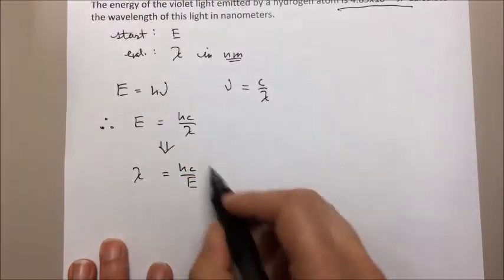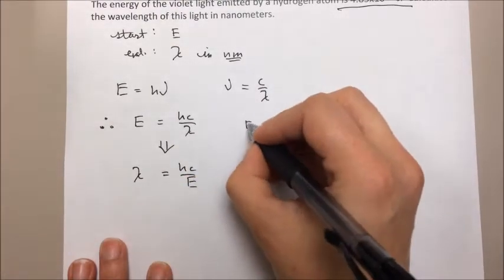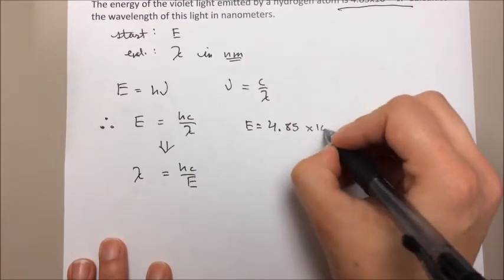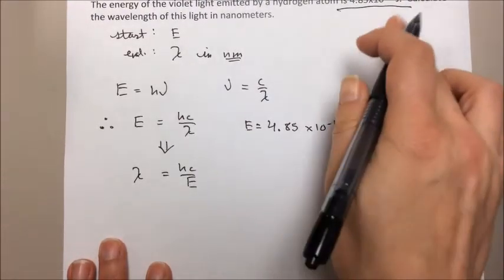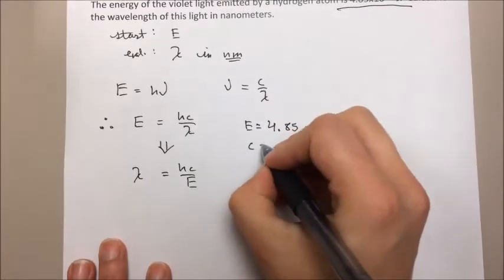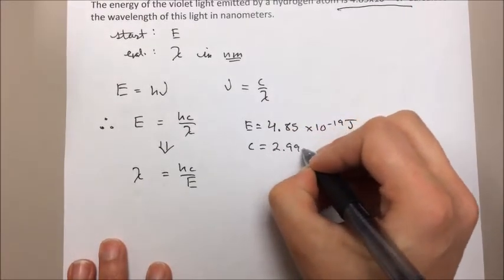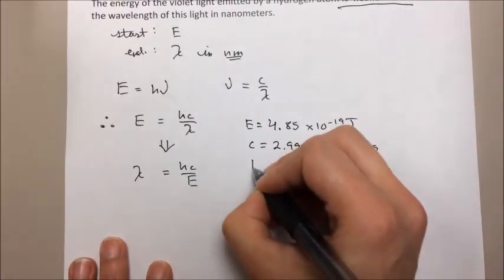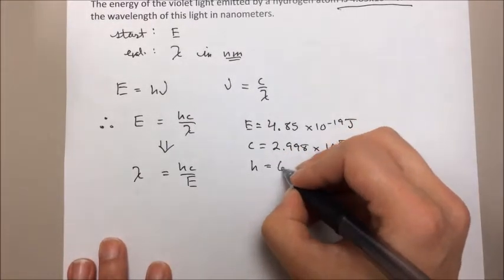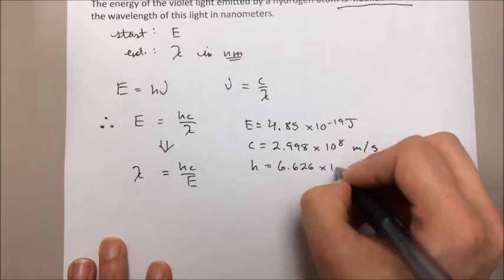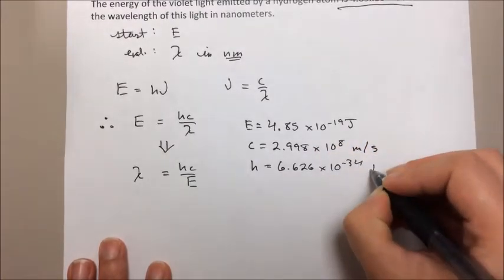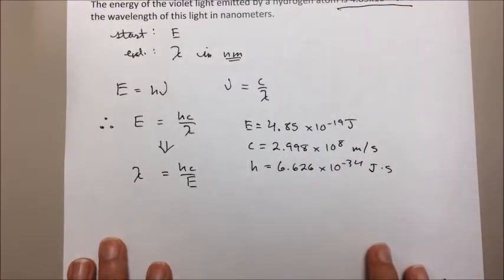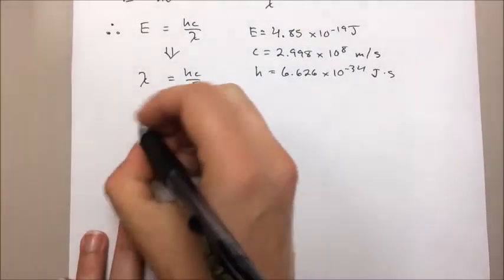Now, how many of these variables do we know? Well, our E value is that 4.85 times 10 to the minus 19th joules from the problem. C is the speed of light. It's a constant, 2.998 times 10 to the 8th meters per second. And H we said was Planck's constant, 6.626 times 10 to the minus 34th joule seconds. We know everything except lambda. We can now plug in our numbers.